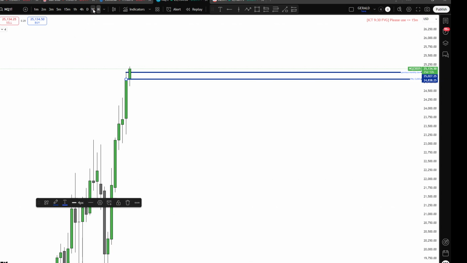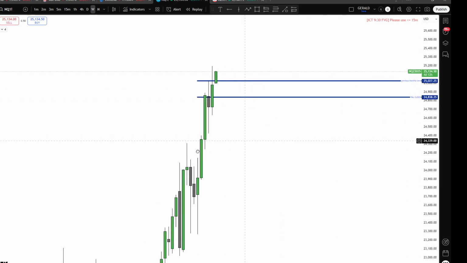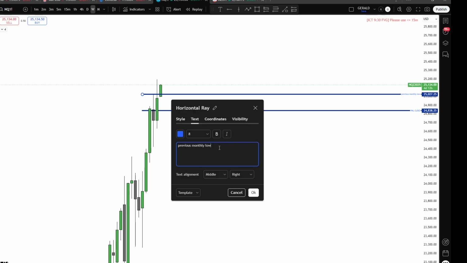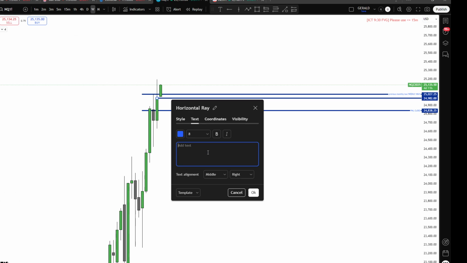I have that. I got the weekly time frame. On the weekly time frame, I realized that the previous monthly high is also in line with the previous weekly high. So I just add slash weekly high. I realized that last week we closed here. So this is it, just weekly close.